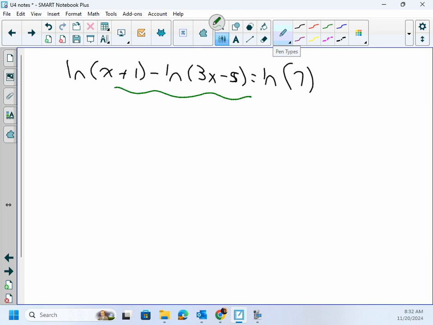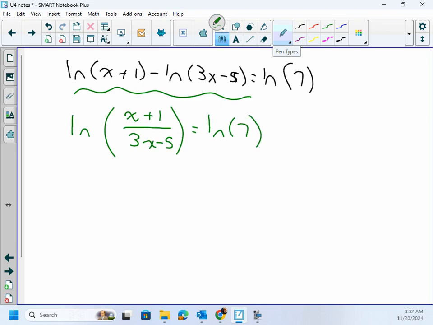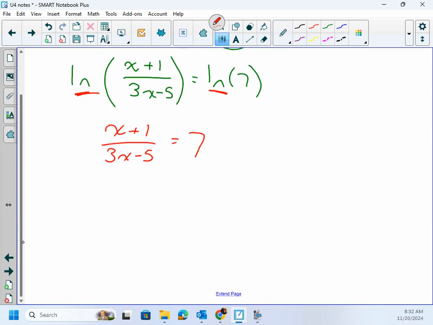Again, I'm going to deal with the left-hand side. The left-hand side has a minus sign. Minus sign in logs means division, so it becomes the natural log of x plus 1 over 3x minus 5 equals the natural log of 7. Didn't do anything to the right-hand side. But now I have a natural log equaling a natural log. When you do that, it's literally log equaling log, so I can set the pieces that are inside equal to each other. So x plus 1 over 3x minus 5 has to equal 7. It makes it a lot easier for me to solve. I've gotten rid of the logs.